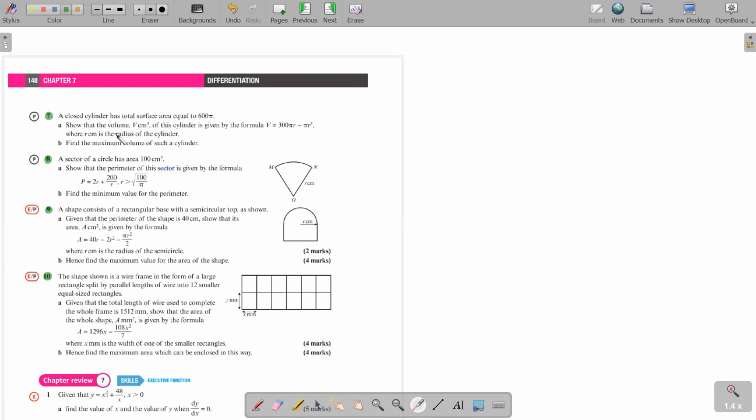Surface area of cylinder, and I think we also have the volume of the cylinder, right? So you need to remember those equations. So in a cylinder, what is the equation for the surface area? Surface area of a closed cylinder. Closed cylinder means you have both the lids.